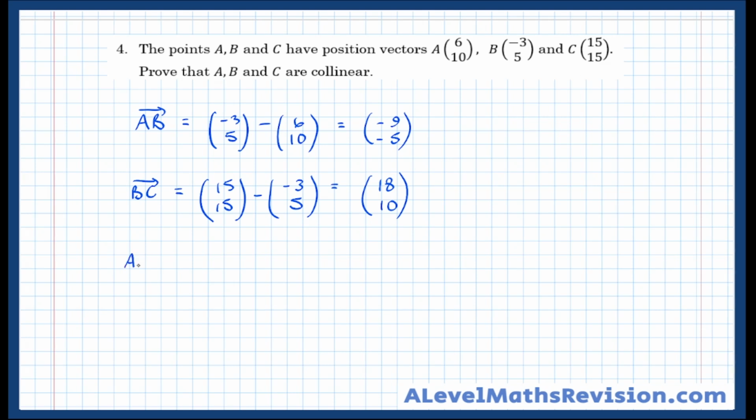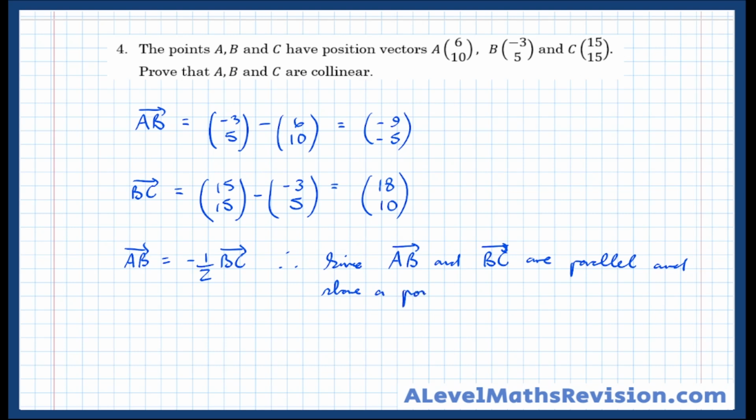So now I can see that AB is minus 1/2 of BC. Therefore, since AB and BC are parallel and share a point B, this implies that A, B and C are collinear.